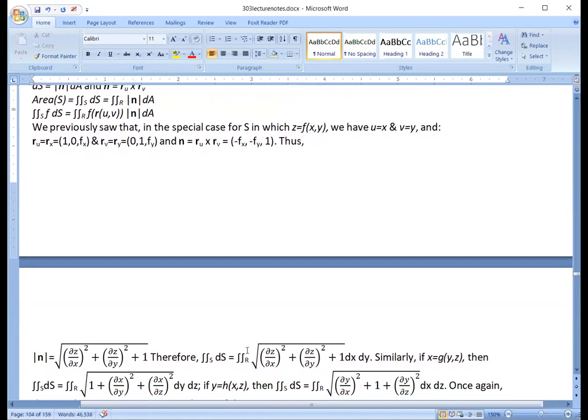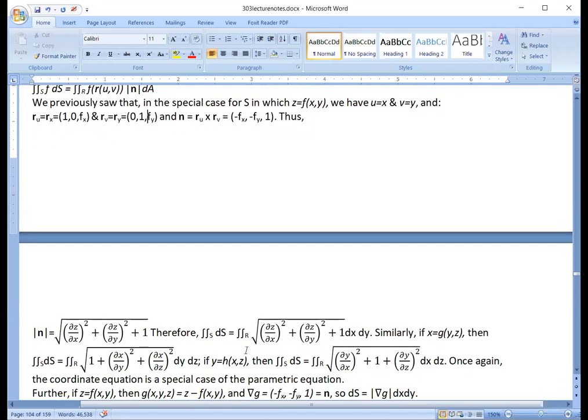Then you can just turn it around, and by the same process, you'll get that the double integral of the dS is just the double integral over the region of, now you'll have dx/dy squared in there, and you'll have dx/dz squared in there, and then the one in the first spot to help to remind us, and then all of that would be dy dz. And then similarly, if y is a function of x and z.